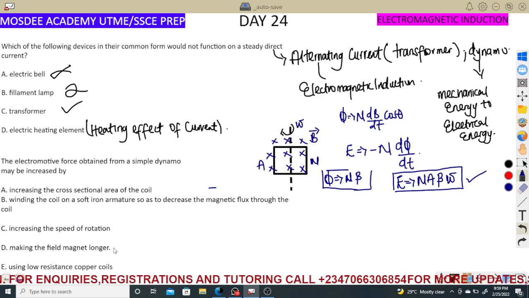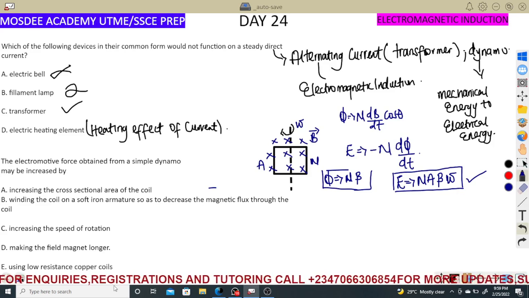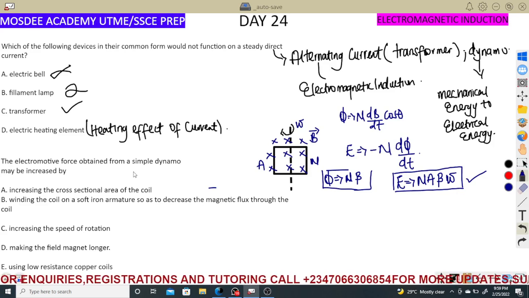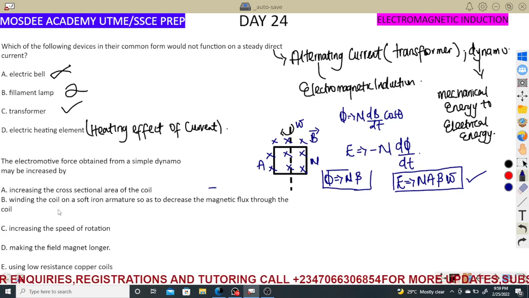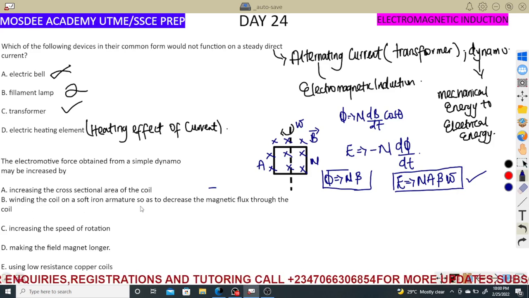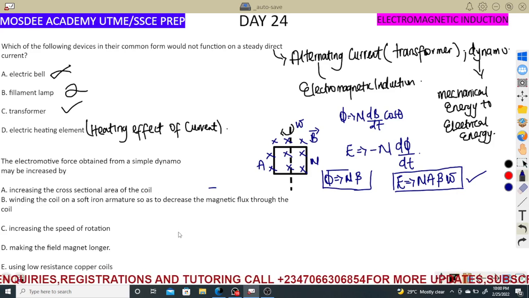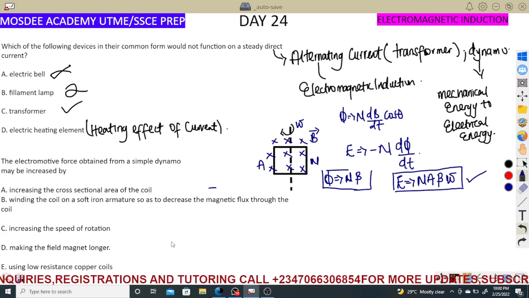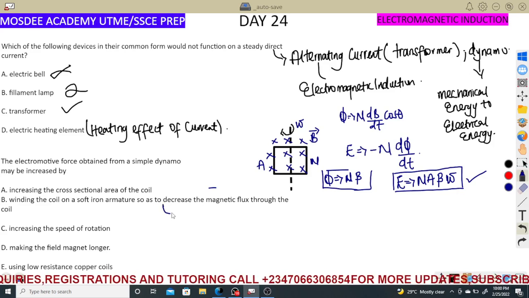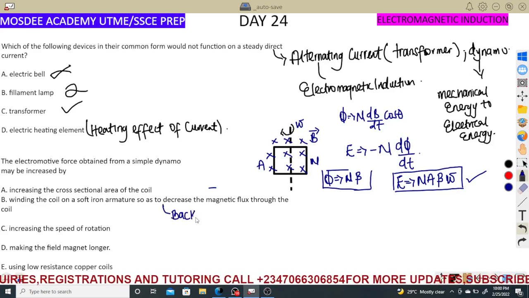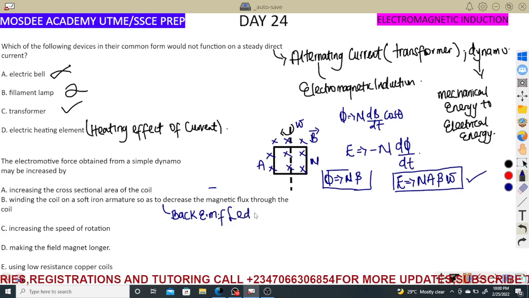Now, let me quickly talk about this because I think it is very, very important for you to understand. You want to increase the EMF of this. When you wind the coil on a soft iron core, there is what we call heat loss. I'll talk about eddy current and some other heating effects, and how they are minimized in a transformer. The same thing applies in a dynamo. Now, to avoid what we call back electromotive force, that is what we call eddy current.